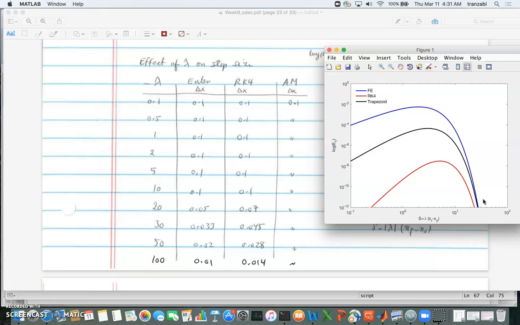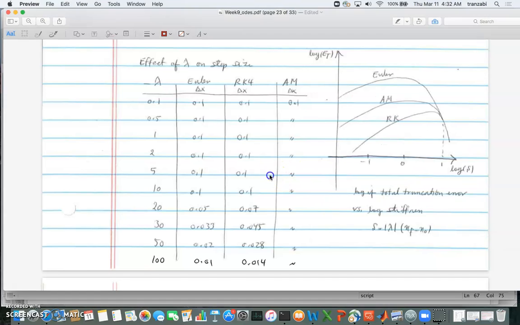Okay, so this is showing that for explicit methods, we really have to change delta x as we change lambda. However, for implicit methods, like trapezoidal method or backward Euler, we don't really have to change delta x. We can still have the same delta x as lambda is changing.